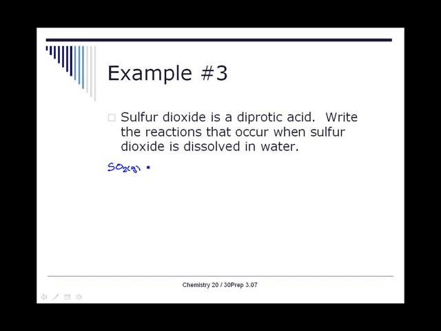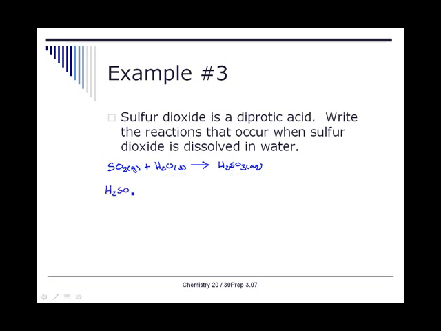When it gets put into water, because it's one of those non-metal oxides, it's going to form H2SO3. We need to do that step first in order to get something that's going to donate hydrogens to water molecules. So we shove our two molecules together into a compound, and now that compound can react in water.